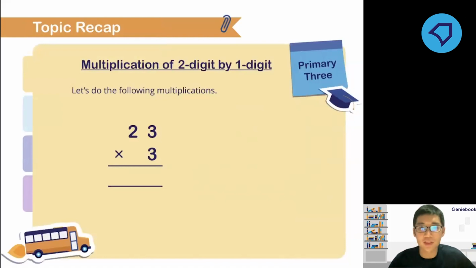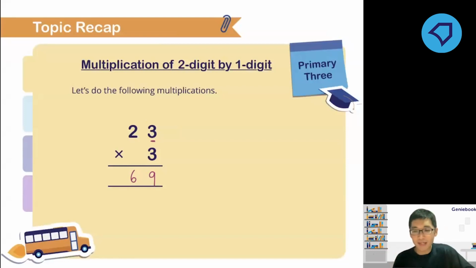Just a recap only. All right, so we have 23 multiplied by 3. So how do we perform the multiplication of this? Take note, we start off with multiplying the digit in the ones place by 3 first. So we see 3 ones multiplied by 3, we have 9 ones. So therefore I put a 9 here. Now followed by the number in the tens place, we multiply by 3. So 2 tens multiplied by 3, we have 6 tens. So therefore the answer is 69. There is no regrouping involved in this multiplication. When we take 23 multiplied by 3, there is no regrouping.